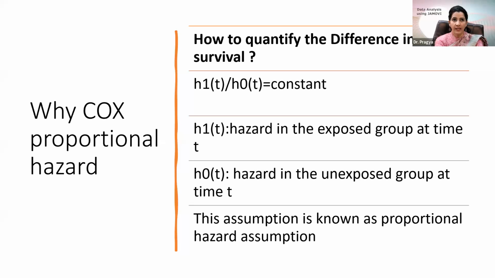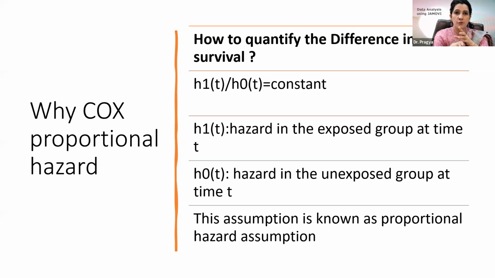Now, why this Cox proportional hazard? Because you want to take a reference. So you assume the hazard at time t in one group. So h1(t) is the hazard in the exposed group at time t, and h0(t) is the hazard in the unexposed group at time t. Because you want to compare the ratio across two groups, you will say h1(t), and in the denominator you will take h0(t), which is in the unexposed group.